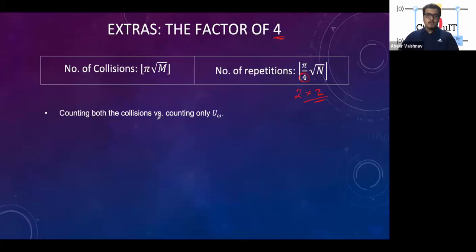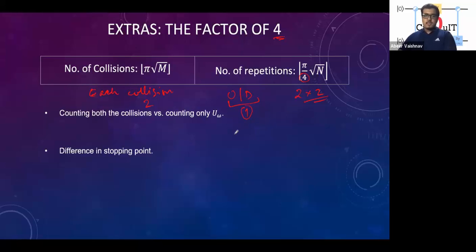Okay. So the first reason is that in the collisions problem, we are counting each collision. So here each collision is counted. Whereas in Grover's search, if we implement the oracle and then we implement the diffuser operation, this whole thing is considered as 1 repetition. So here there are 2 collisions, whereas here there is only one repetition in that time. So 1 factor of 2 comes from there. So that's why we need to divide by 2 once.